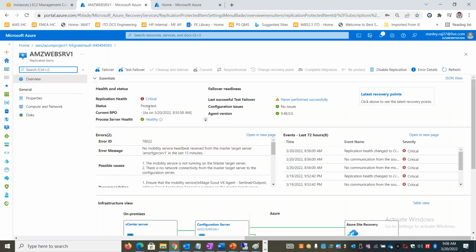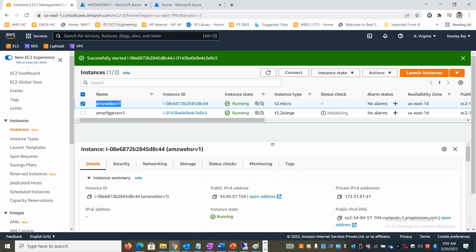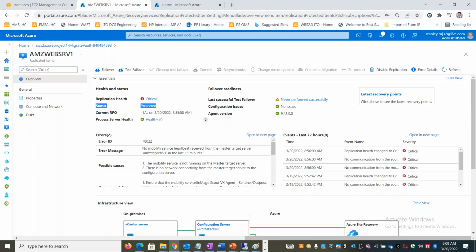Ideally, since it is protected, it means we already have some kind of recovery point available. I powered off the machine last night, and that's why it says no communication to the source machine. But we already have a checkpoint. Once the migration replication is fully completed, you can see the protection status. When the protected status is available, it means we already have a recovery point for that particular system in the Azure platform. That is what it conveys here. And we have never done any kind of test failover or actual failover. We have not done that.